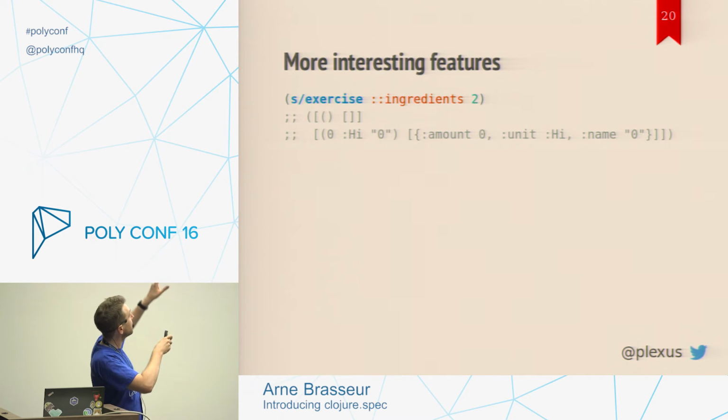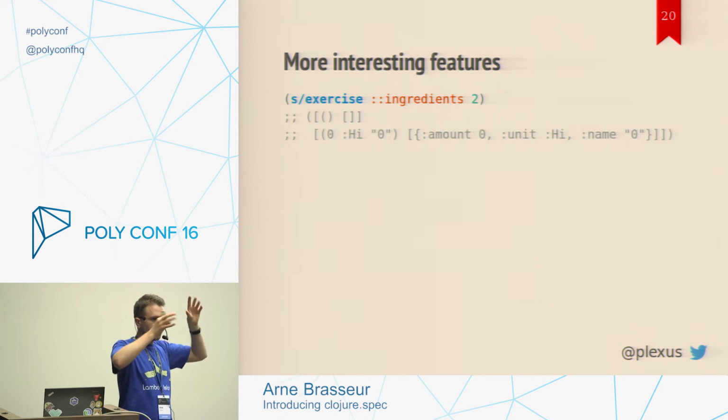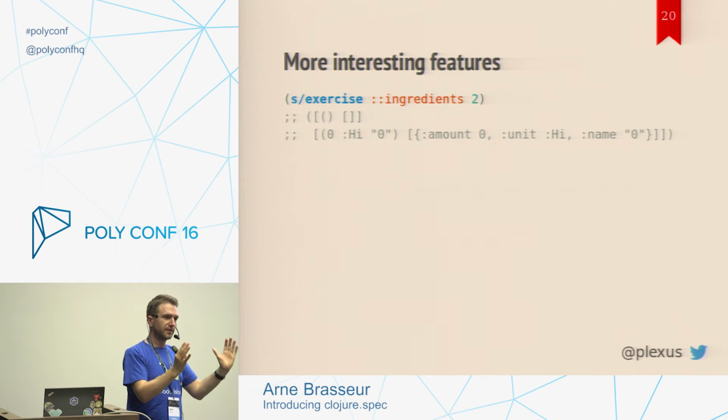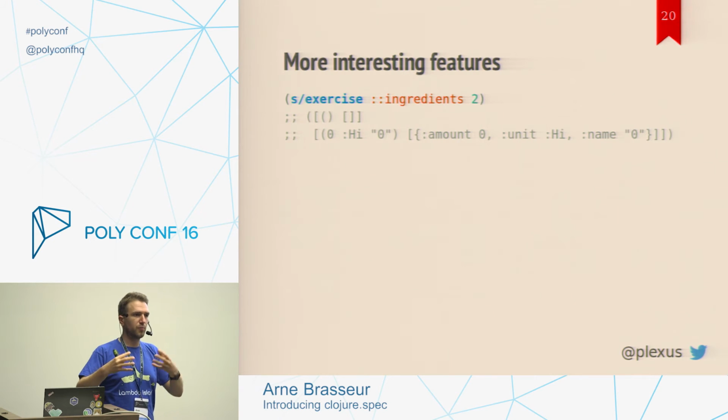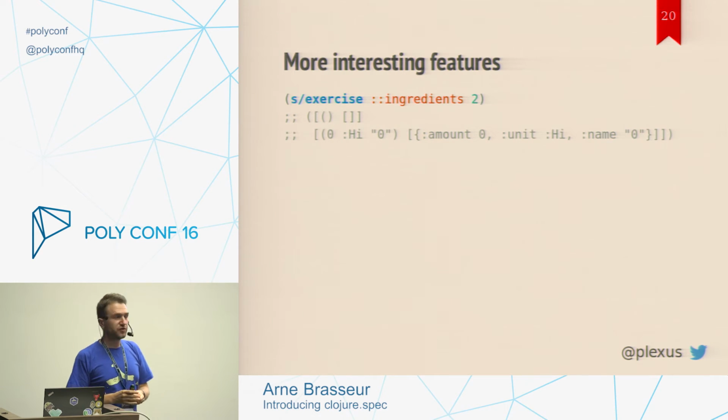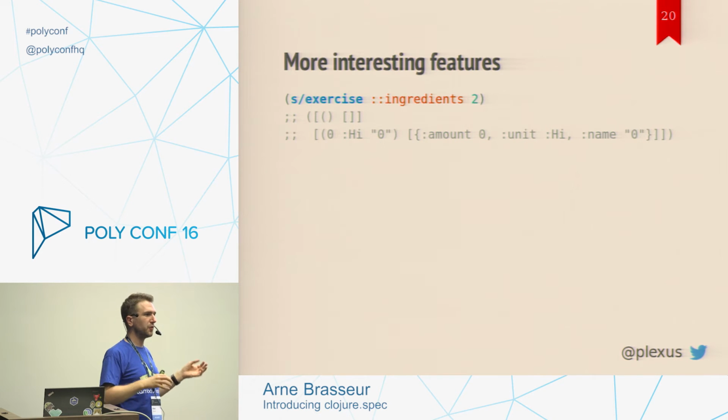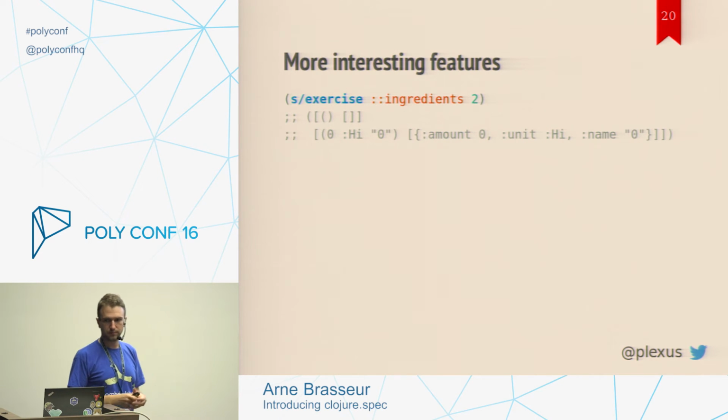Now you see that I get vectors back here, each with 2 items. The first is the generated data, and the second is the generated data as you would get it back when you're using this conform function. So it's this sort of molded value. When you see here amount 0, unit high, name 0, it's the exact same data as the thing before it, but because it's been run through the spec, we get it back in a more structured format.